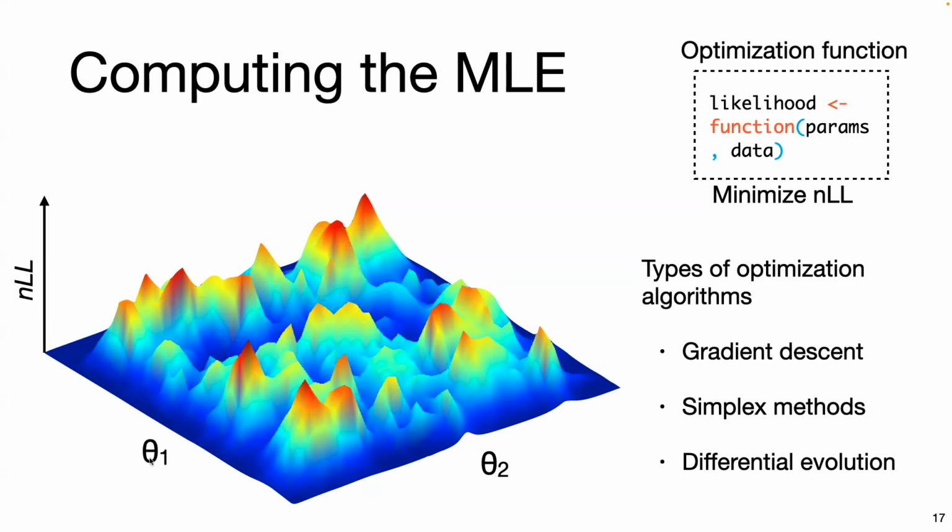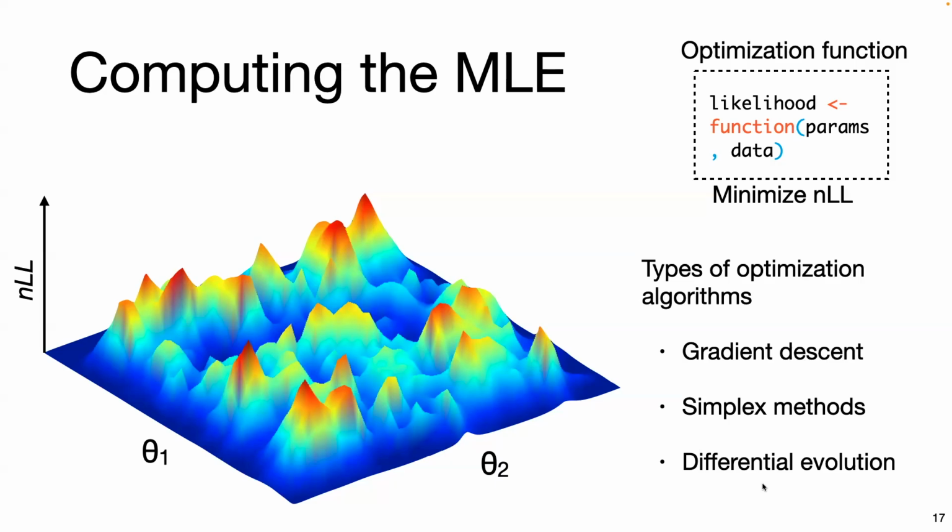So then theta 1 would be the alpha learning rate, and theta 2 would be the softmax inverse temperature beta. We're trying to figure out where in this landscape we get our lowest point, our lowest negative log likelihood. There's a whole range of possible optimization algorithms you can use here, such as gradient descent, simplex methods, which is kind of like a geometric shape rolling down the hill, or various forms of differential evolution, which is a form of swarm optimization.